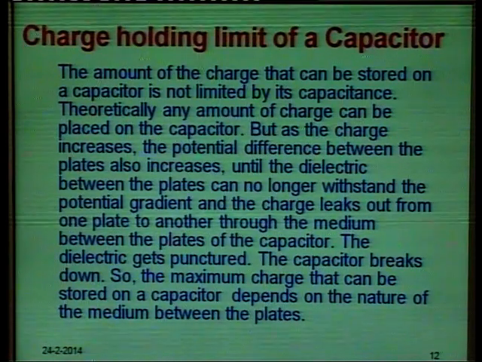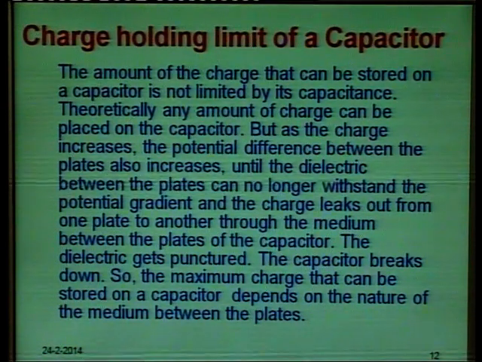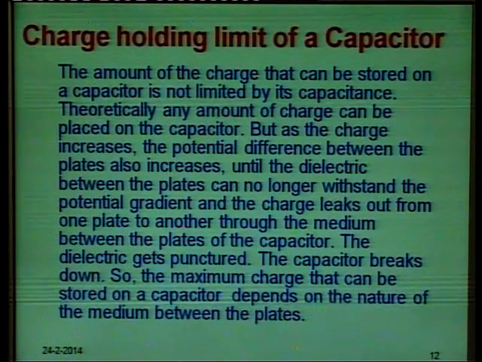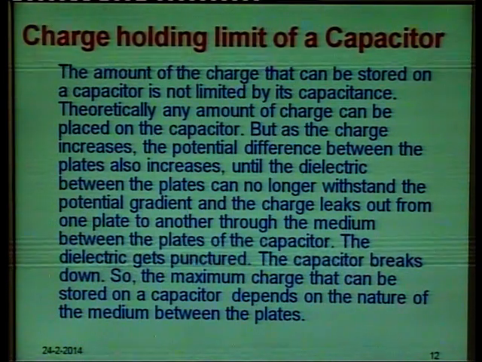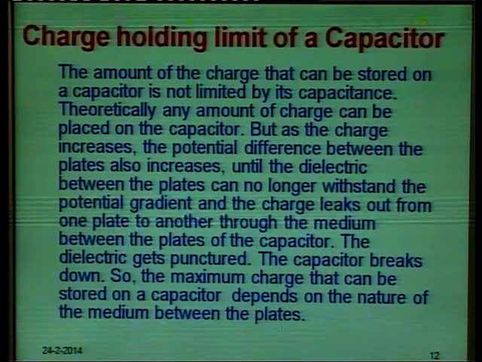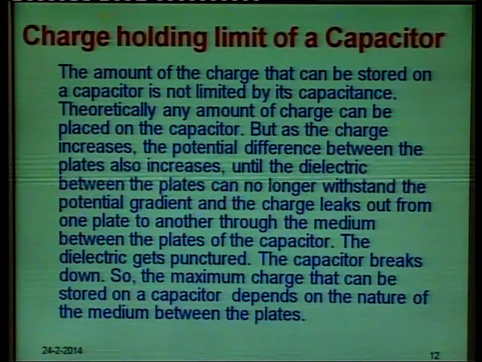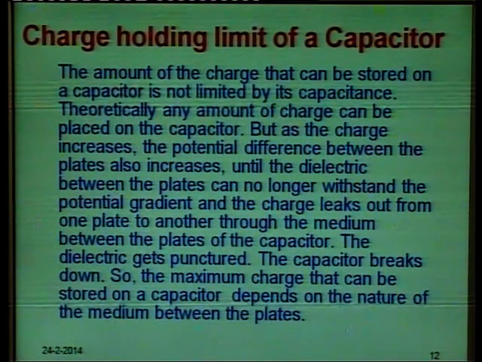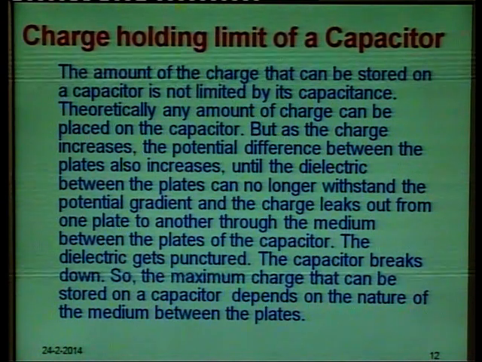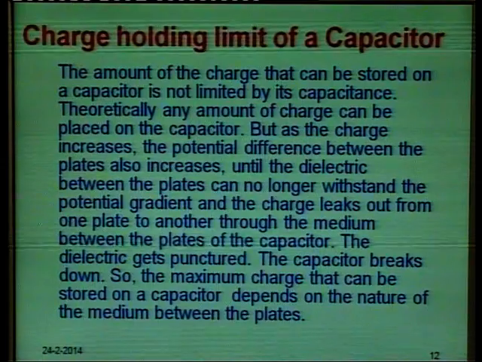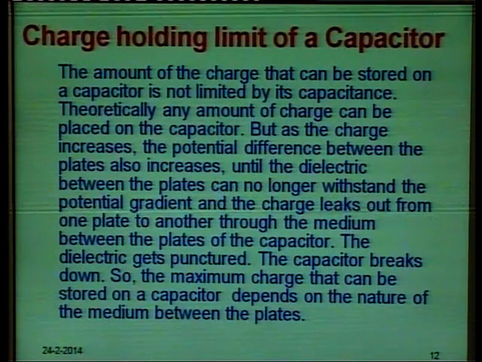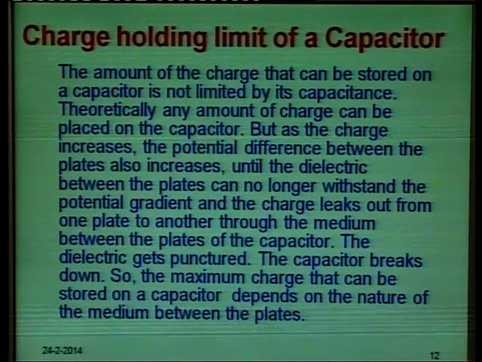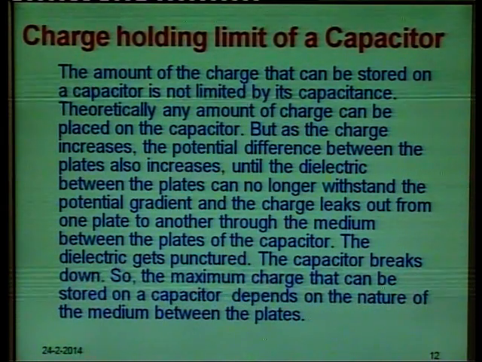Theoretically, you can place any amount of charge on the capacitor, but as the charge increases, potential difference between the plates also increases until the dielectric between the plates can no longer withstand the potential gradient. Potential gradient is potential per unit distance, and the charge then leaks from one plate to the other through the medium in between the plates of the capacitor. What happens? Dielectric gets punctured, the capacitor breaks down. So, there is a limit to the maximum charge.